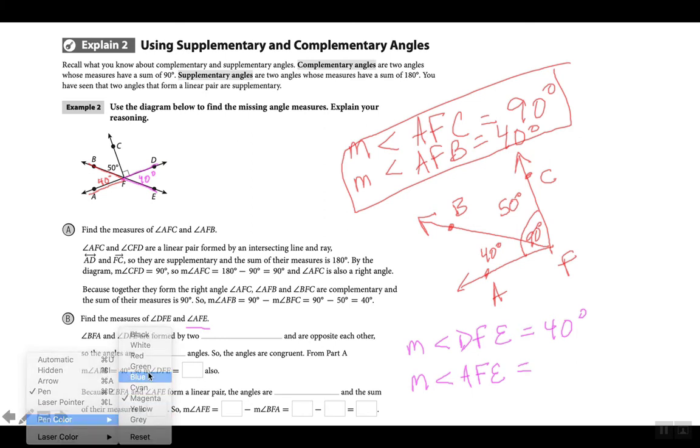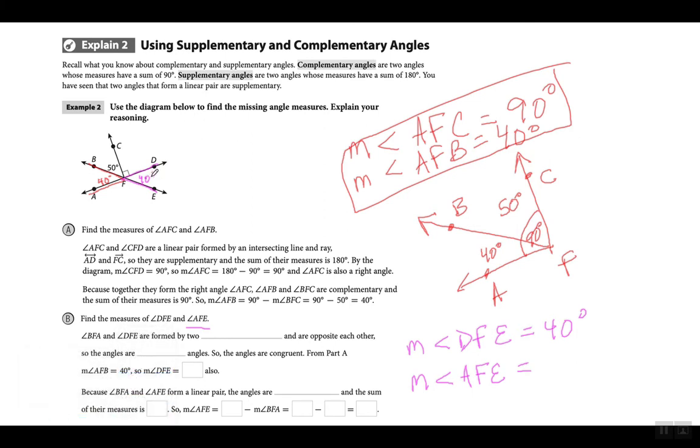Let's use blue, okay? So look, this is 40 degrees. We're trying to find how much this angle right here is. Notice that these two angles form a linear pair, a straight line. So together they have to equal 180. If this one right here is 40, that means this one has to be, wait, I added wrong, my bad. I almost wrote the wrong number. That means this one right here has to be 140 degrees so that together they'll equal 180.